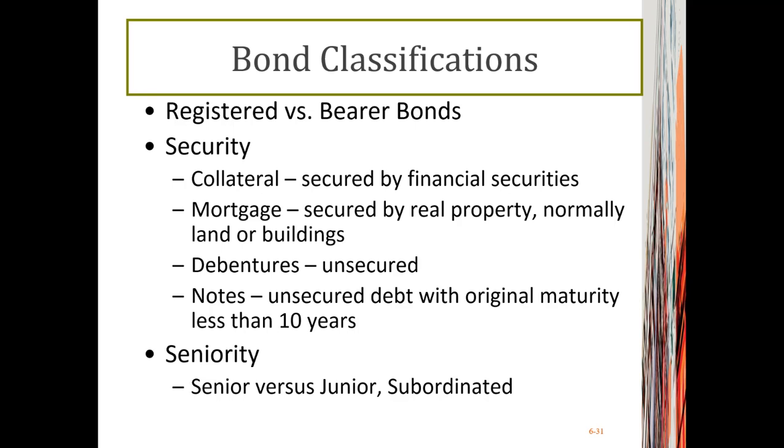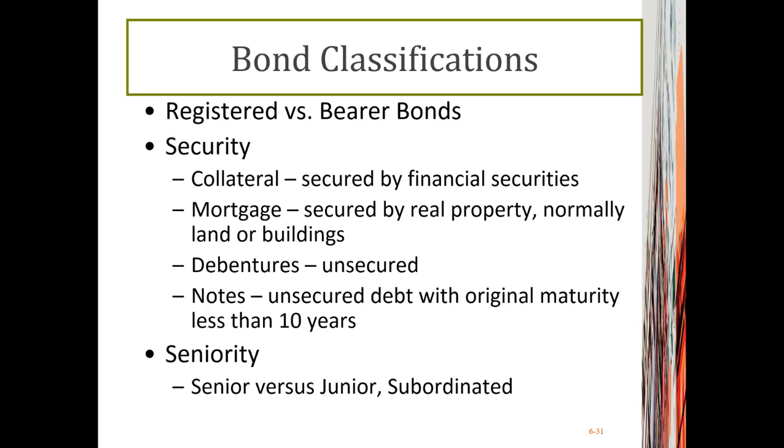And the mortgage bond takes real property, such as a house or a commercial property, as a backup for future coupon and principal payments. That is a so-called mortgage bond. Debenture, on the other hand, does not have any collateral. It's an unsecured bond, therefore it's more risky. And notes refer to unsecured debt with an original maturity of less than 10 years.